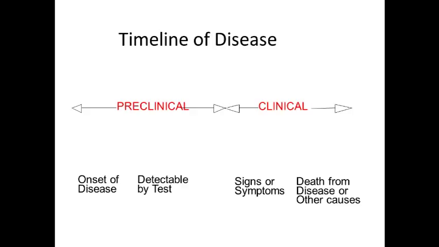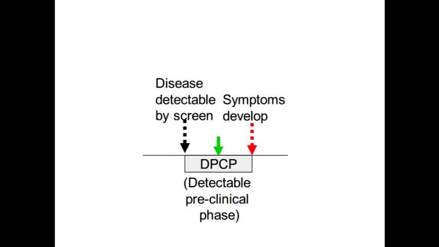Now, what is the relevance of understanding the timeline of the disease? We need to understand that the disease process has already been initiated before occurrence of signs or symptoms, right? And even before the appearance of signs or symptoms, we should be able to detect this particular disease by applying a screening test. So now, if we look at this duration, that is the time interval between the disease being detectable by the test and appearance of the signs and symptoms, this is known as the detectable preclinical phase of the disease.